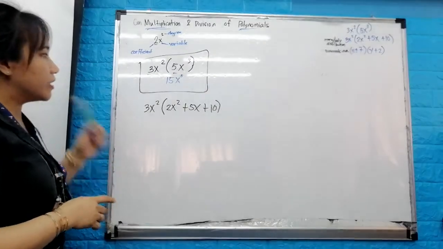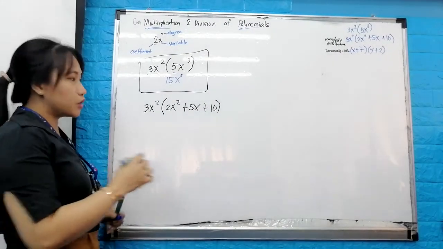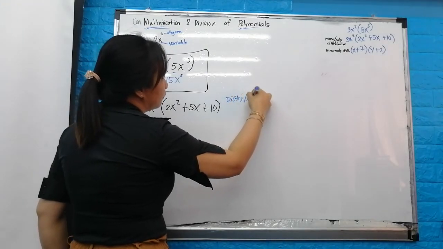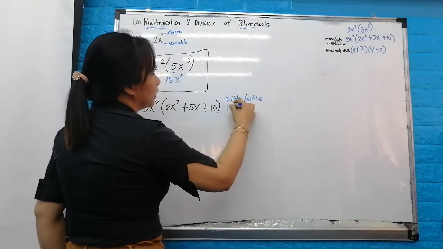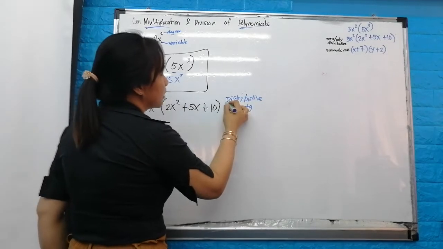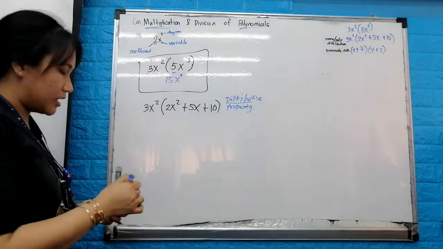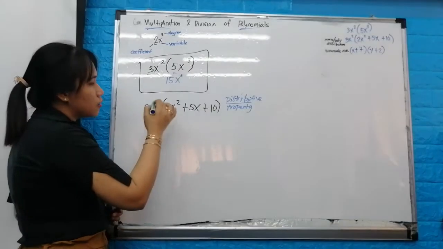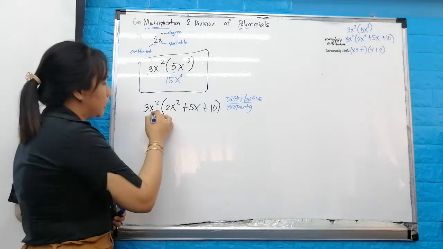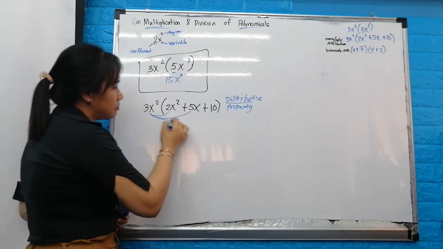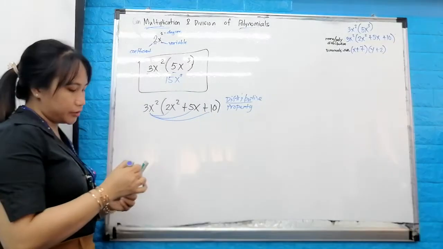You're going to answer this by using the distributive property. From the name itself, distributive, you're going to distribute. So what are you going to distribute? You're going to distribute your monomial to each term of your polynomial. So we're going to distribute it to the first term, the second term, and to your third term.